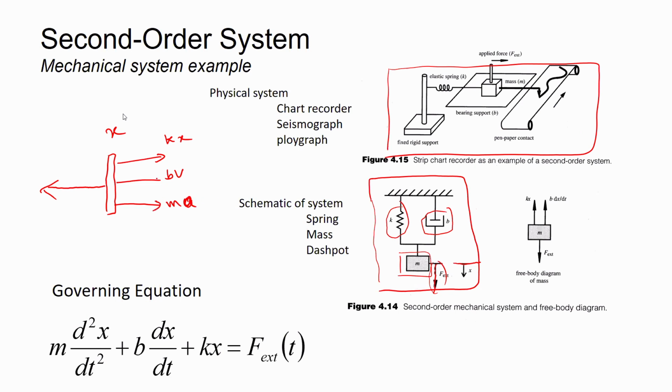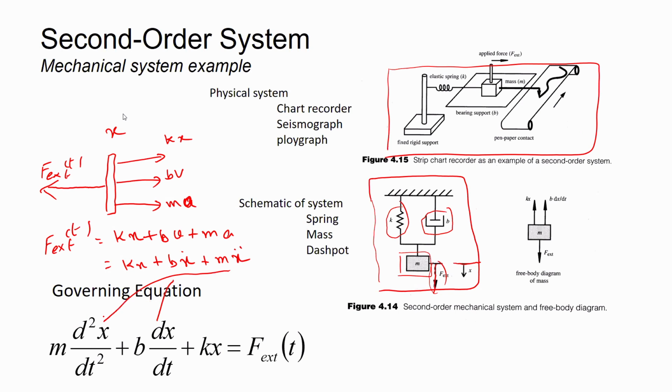So we can write it as f external force with respect to time. This is equal to Kx plus B V, where V is the velocity, plus M times acceleration. I'm going to write it again: Kx plus B x dot plus M x double dot. X dot is dx over dt, and x double dot is d2x over dt2.